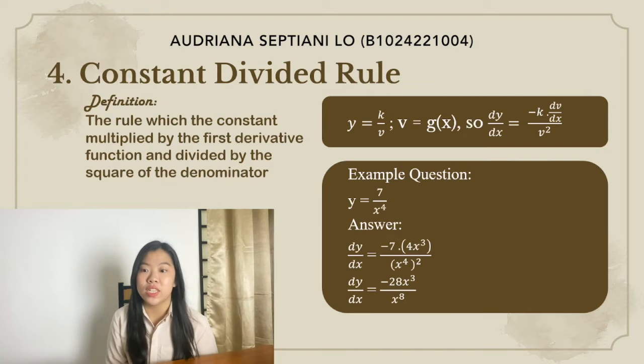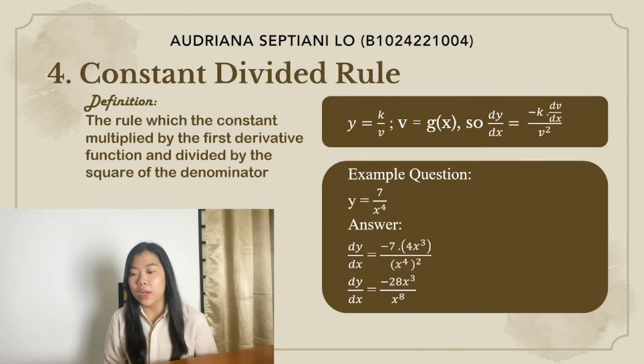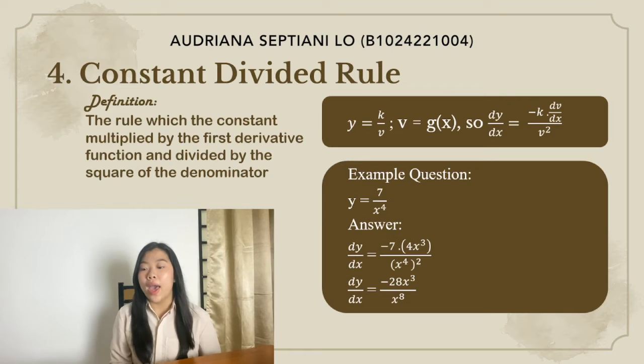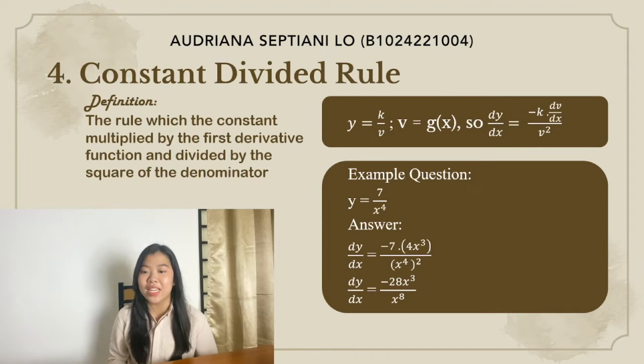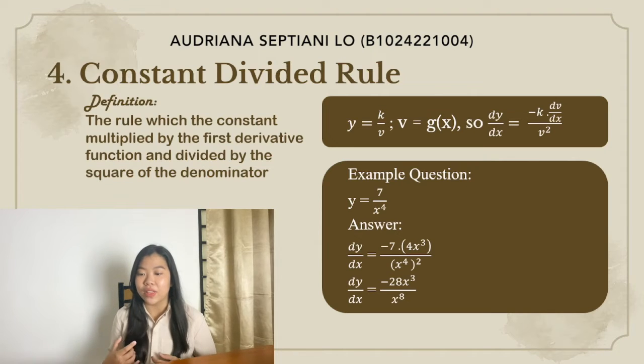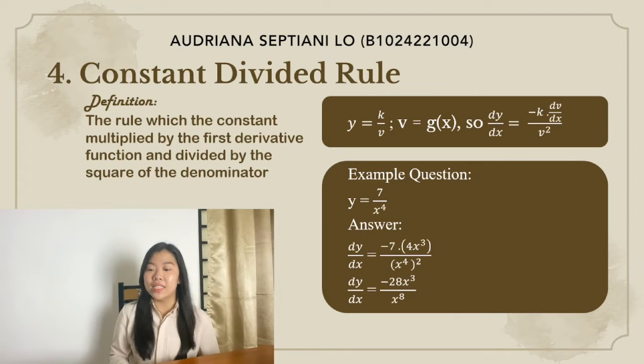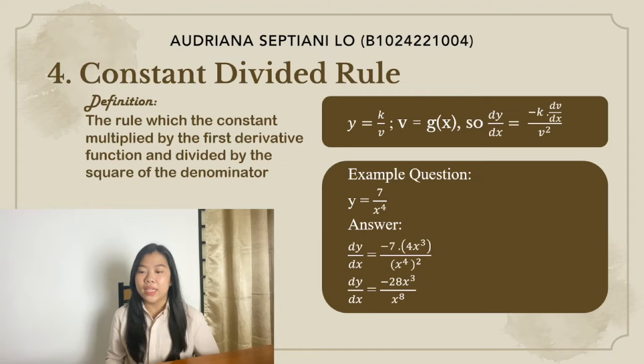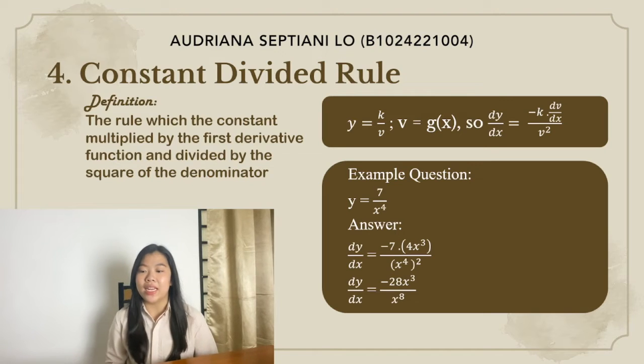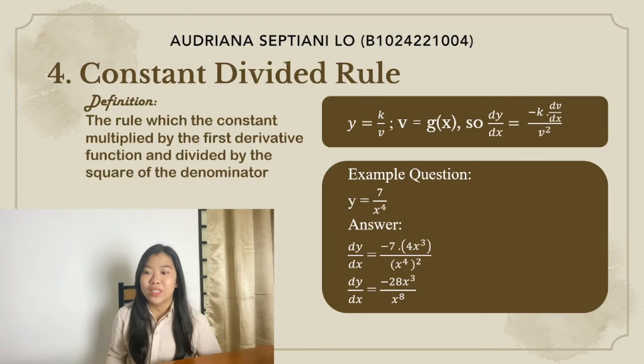The example question is y equals 7 divided by x power 4. To find the answer, we need to find the k and the first derivative of x power 4. The k is 7 and the first derivative of x power 4 is 4x power 3.